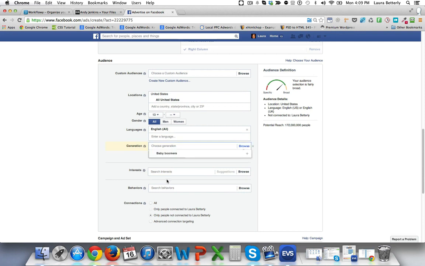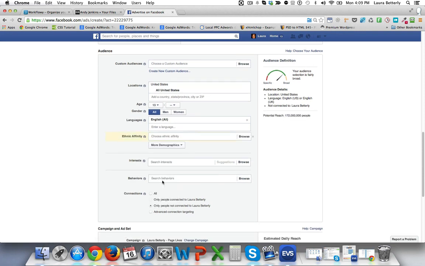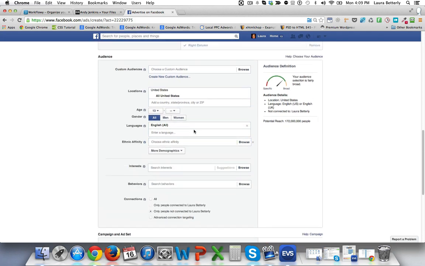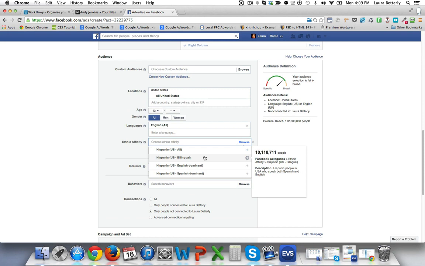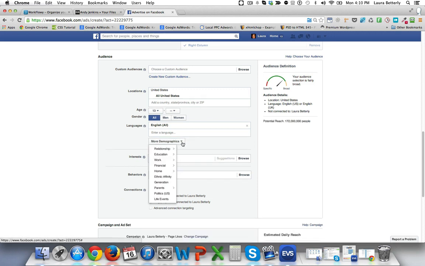Generation, how's that? Generation, baby boomers. Ethnic affinity, let's see what they give us a choice of here. Hispanic, that's kind of interesting. They only give you Hispanic US, English, Spanish dominant, and that's actually kind of cool depending on what your product is. Then parents, moms, politics. So let's say you had a survival product, you'd probably like people who were maybe tea partiers.